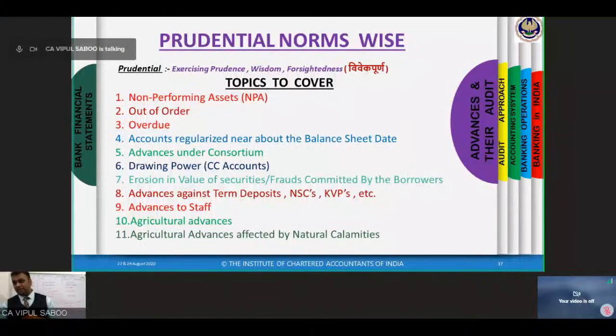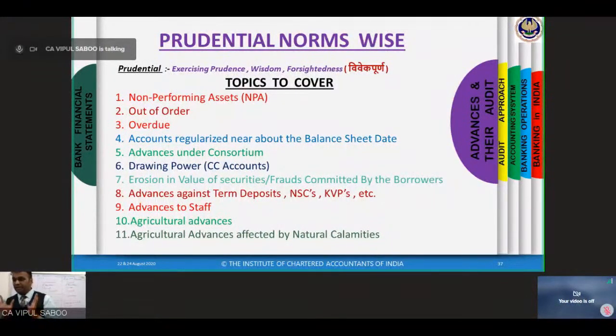Non-performing assets, the NPAs. What do you mean by out of order? What do you mean by overdue? What do you mean by accounts regularized near about the balance sheet date? Advances under consortium. What is drawing power? Drawing power is there for CC accounts. Whatever I am going to discuss with you, you will find very useful while you go for practical bank audit as well.